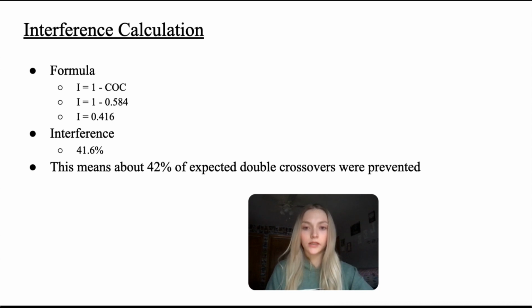Interference is 1 minus 0.584. This means that the interference is about 41.6%. So about 42% of expected double crossovers were prevented.